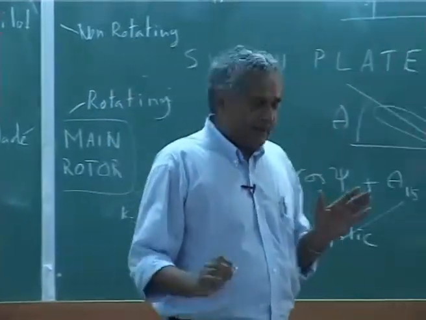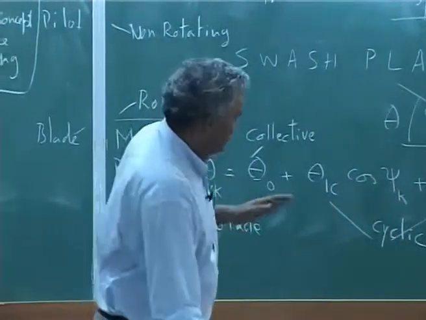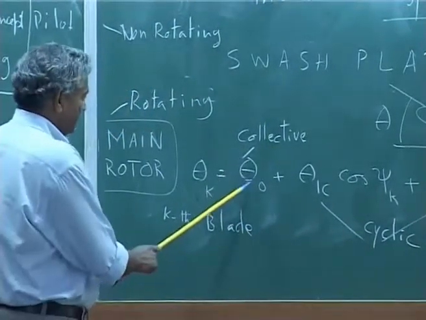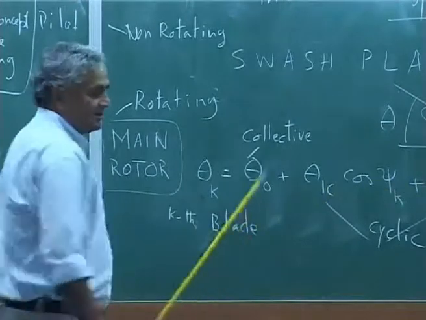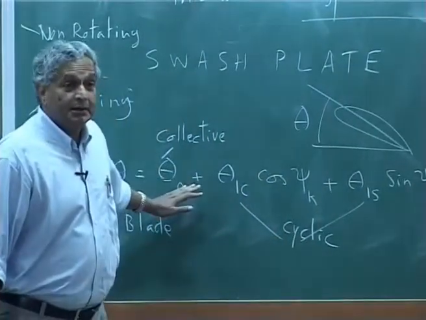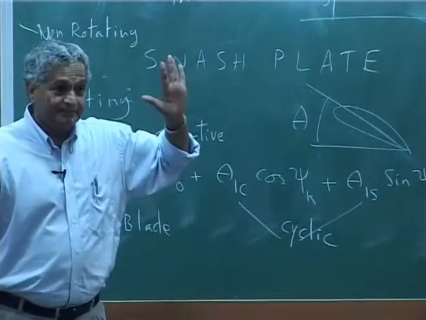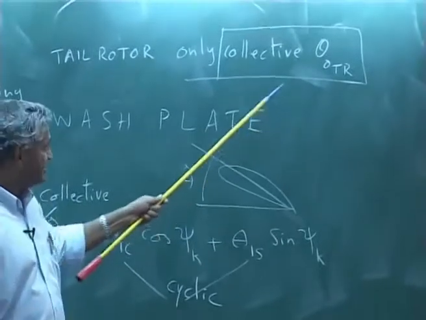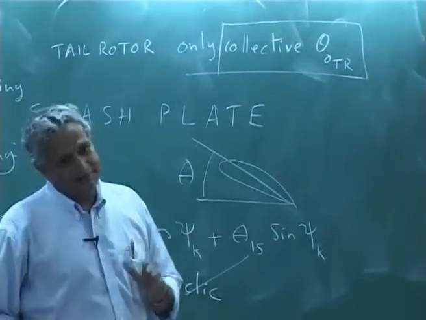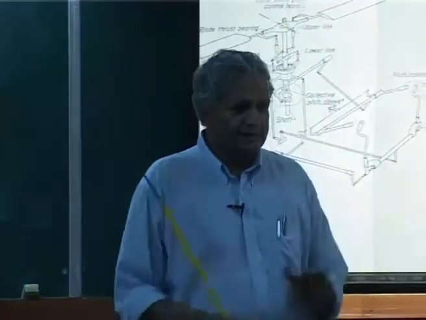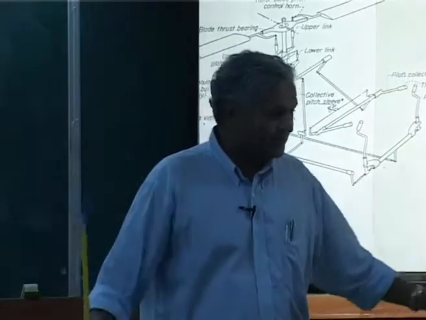Okay. And now you know the input. Input is collective and cyclic. So, 3 inputs go to the main rotor through the pilot, and 1 input goes to the tail rotor. That is all for helicopter controls. There is nothing more, the pilot gives only these 4.